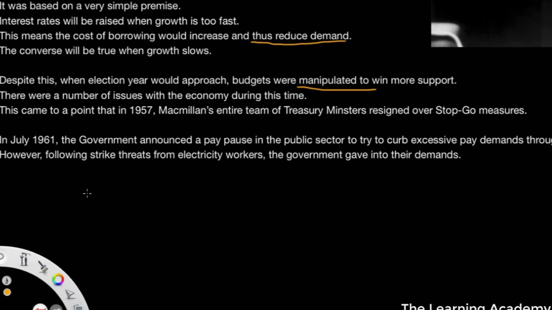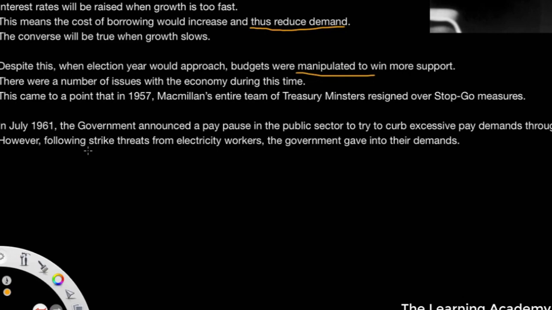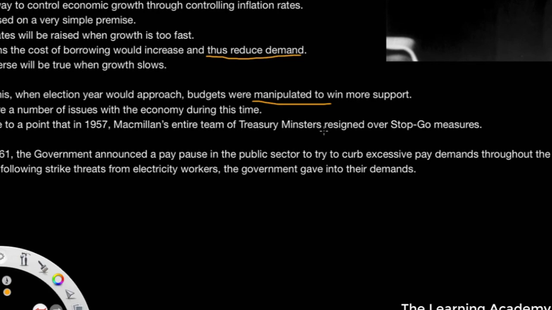support. Okay, and there were obviously a number of issues with the economy during this time and with this kind of stop-go policy. There's never a single economic policy that is universally accepted to be the most successful. So this came to a point in 1957 when Macmillan's entire team of Treasury ministers resigned over measures enforcing the stop-go policy.